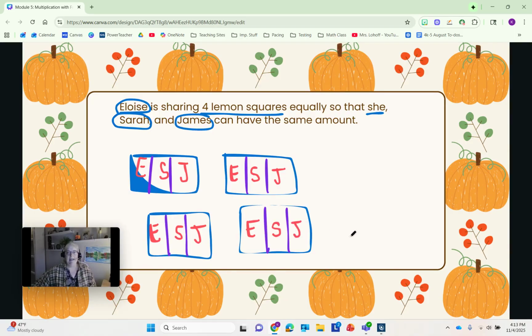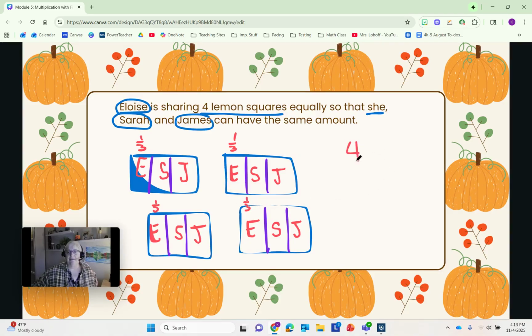All right. Now, how much did each person get? So let's look at Eloise. Here she has 1/3, right? She has 1/3 of this bar. She has 1/3 of this bar. She has 1/3 here and 1/3 here. So she has 1/3, 2/3, 3/3, 4/3.